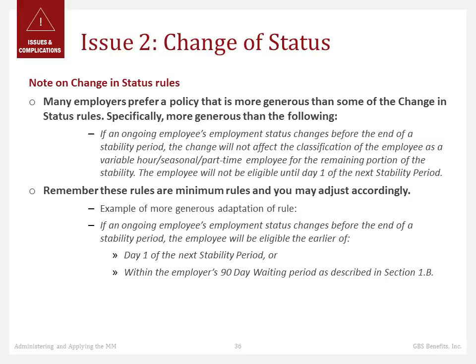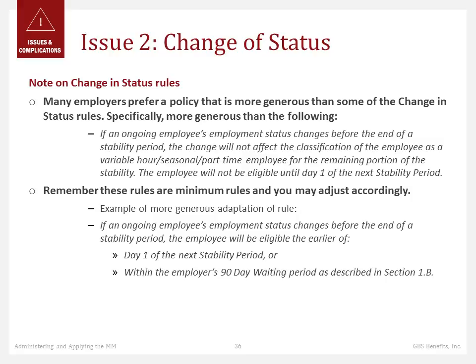And here's an example of how you could do that. You just need to make sure you put it in your written measurement method policy and apply it consistently. So these rules here under the ACA under employer shared responsibility are minimum rules. You can always be more generous. Here's an example of a more generous adaptation of the rule.